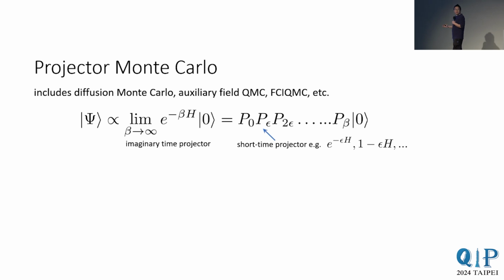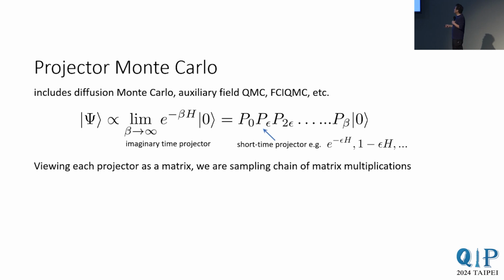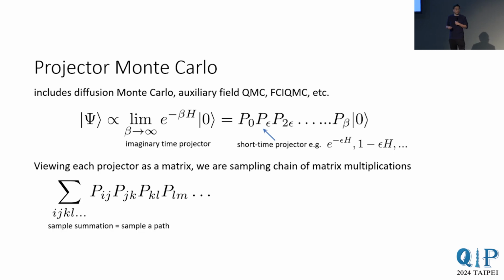Okay, so each projector is an operator, so it's a matrix. And so if we want to sample this process, it's the same thing as sampling a chain of matrix multiplications. So each projector is some small matrix. I can evaluate the matrix elements, and then I just sample all the terms involved in this matrix multiplication. So that's the basic idea. So you do the sampling. If you sample enough, you'll have sampled the representation of the ground state. It's very closely related to path integral sampling. So you imagine sampling a particular choice of coordinates, a choice of indices in this matrix multiplication. It defines a path, so to speak.